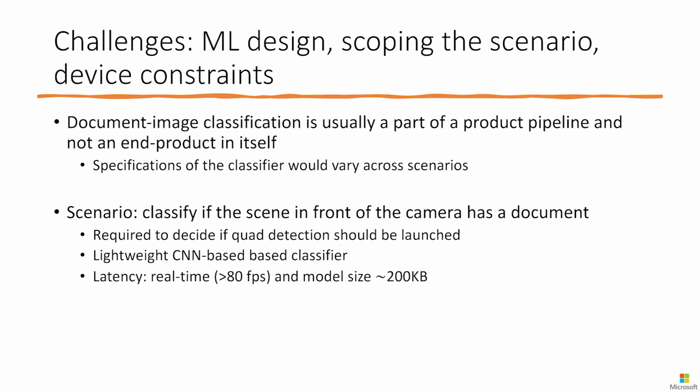For example, in the scenario I just showed, we need to classify whether a given image has a document or not. That is not an end scenario, because it is required to decide whether quad detection should kick in or not. So we developed a lightweight CNN-based model, and its latency should be real time, greater than 80 frames per second. And the model size should typically be under 200 KB.